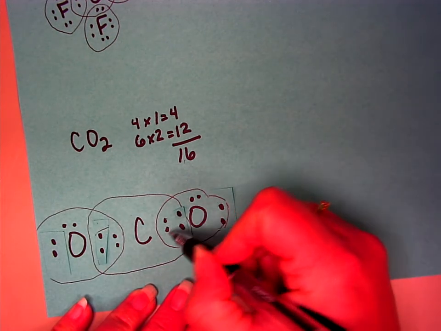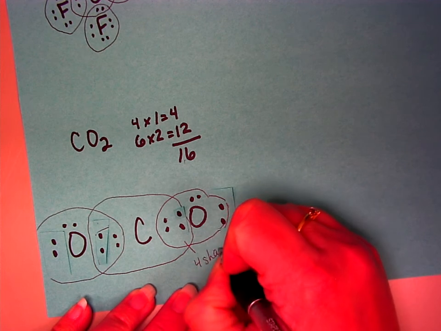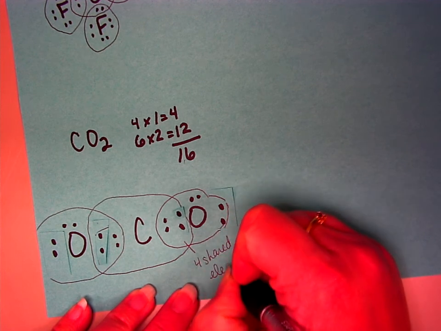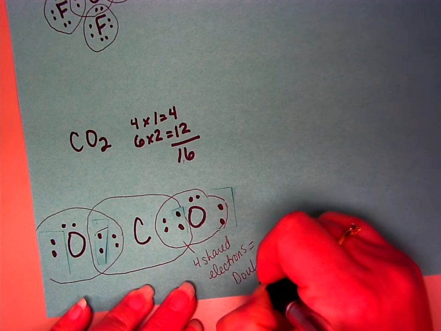This, where the two atoms are sharing 4 electrons, 4 shared electrons, that's called a double bond.